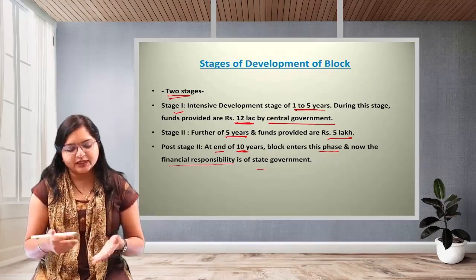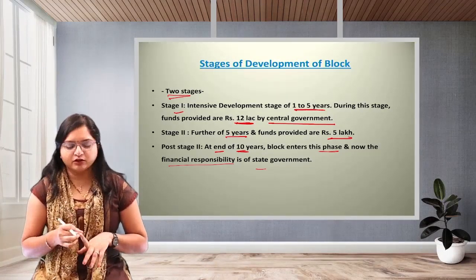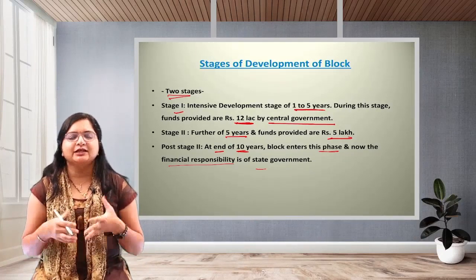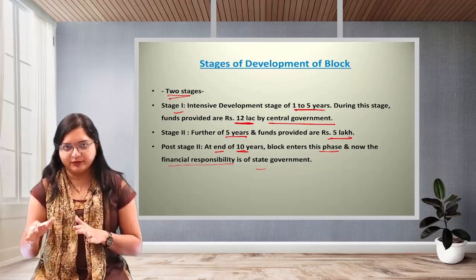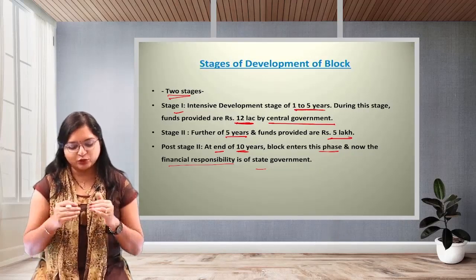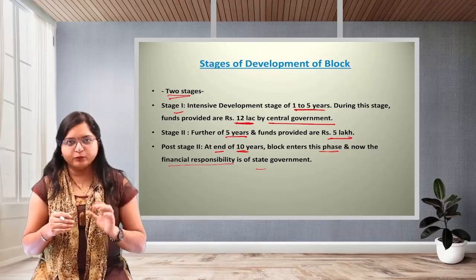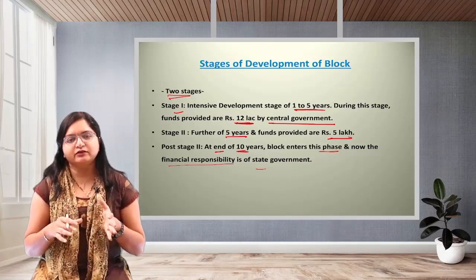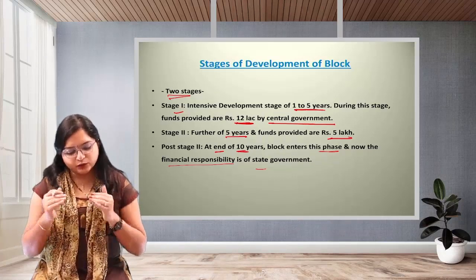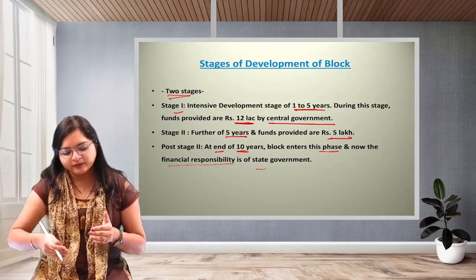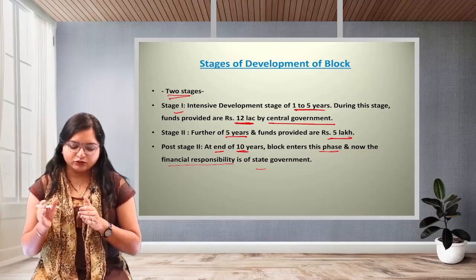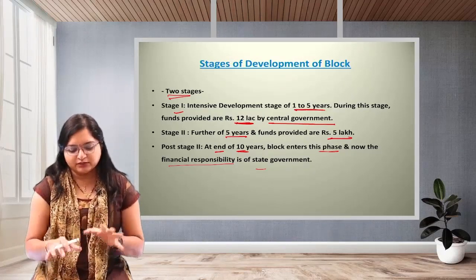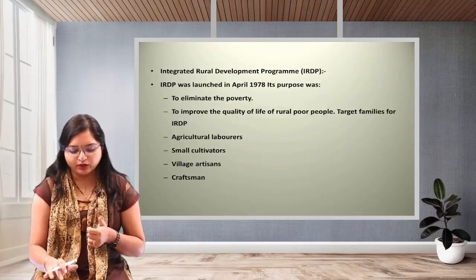There are 2 stages. In the first stage, intensive development occurs, which is of 1 to 5 years, and in this stage the fund provided is 12 lakhs by the central government. Then comes stage 2. Stage 2 has 2 parts, stage 2 and the post stage 2. In stage 2, a further 5 years will be added and the fund will be 5 lakhs. And in the post stage 2, at the end of 10 years, the block enters into this phase. So financial responsibility will now be on the state government only. So this is about the stages of development of block.